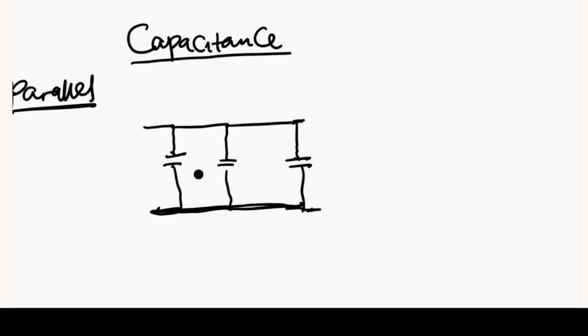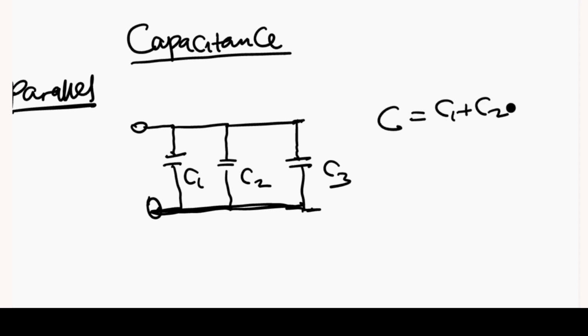So if this is C1, C2, and C3, the equivalent capacitance here is given by C equals C1 plus C2 plus C3. It means that you are going to add all the capacitors together.